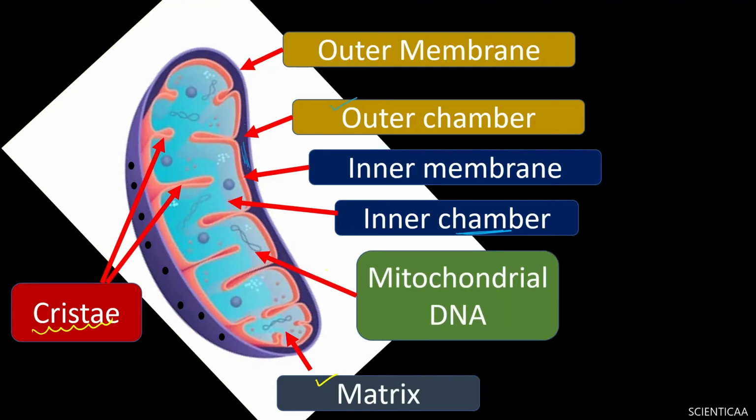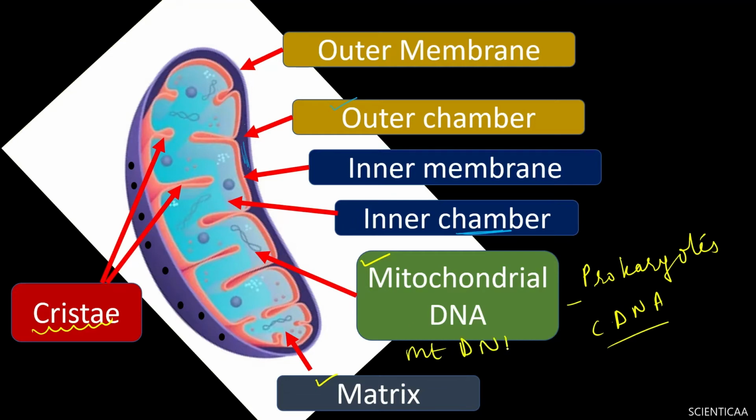Mitochondrial DNA is present inside the matrix. So this is basically like a circular DNA which is more resembling the prokaryotes. And this is moreover a circular kind of DNA which is present inside the mitochondria. This is also sometimes written as mtDNA, which is mitochondrial DNA.